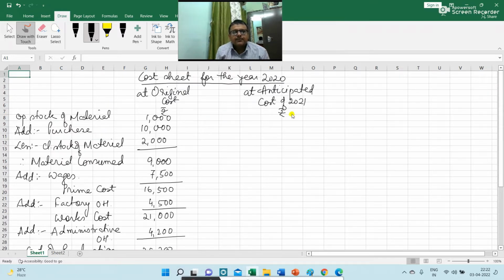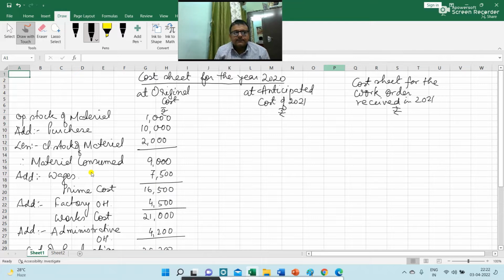and we will prepare the cost sheet for 2020 at an anticipated cost of 2021, and thereafter we have to prepare the cost sheet for the work order received in 2021. So we are going to do these two cost sheets simultaneously.